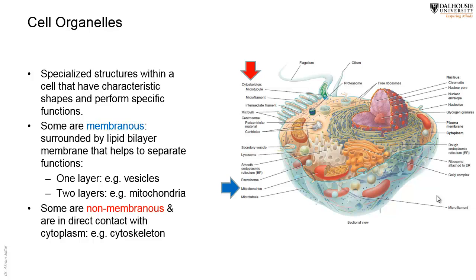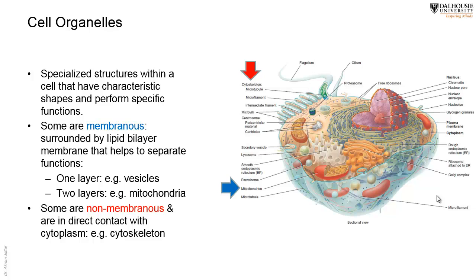So they have one membrane, like the vesicles. We have seen some of these vesicles last time, like the transport vesicles. And others have a double layer. For example, the mitochondria or the nucleus, which is also considered a big organelle, have a double layer. The non-membranous organelles, an example is the cytoskeleton, when we are going to study the cytoskeleton in a moment.